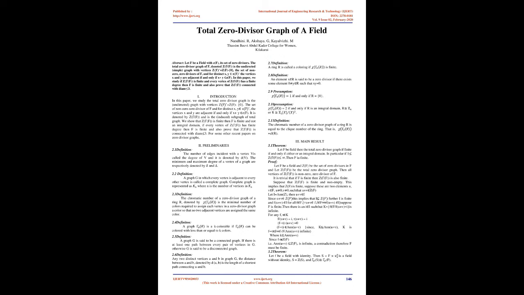3 Main result. 3.1 Theorem. Let F be a field, then the total zero-divisor graph is finite if and only if either F is finite or an integral domain. In particular, if 1 ≤ |Z(Γ(F))| ≤ 8, then F is finite. Proof. Let F be a field and Z(F) be the set of zero-divisors in F, and let Z(Γ(F)) be the total zero-divisor graph. Then all vertices of Z(Γ(F)) are non-zero zero-divisors of F. It is trivial that if F is finite, then Z(Γ(F)) is also finite.